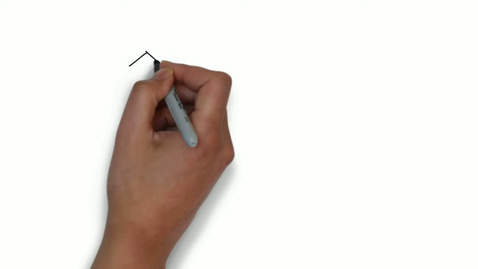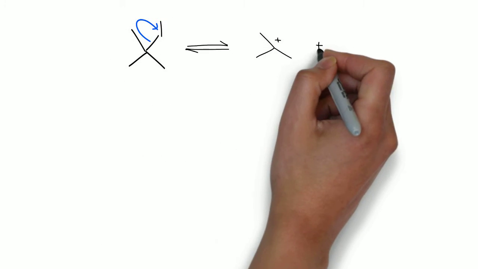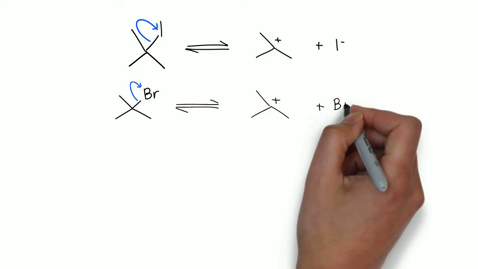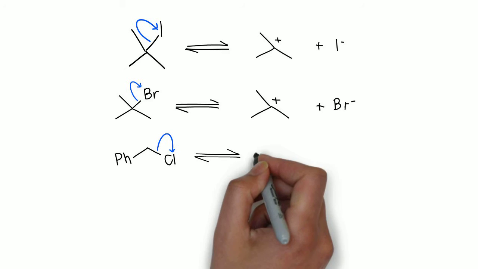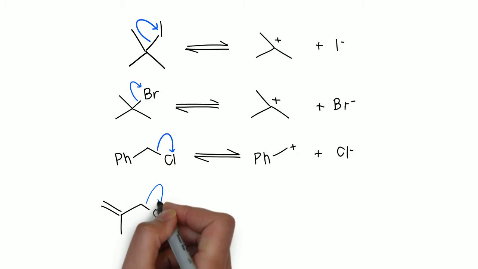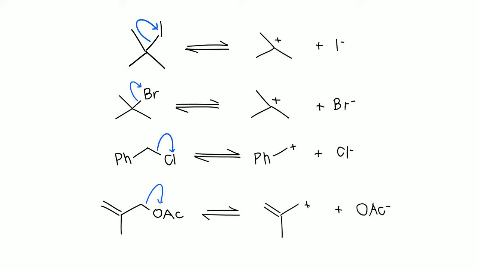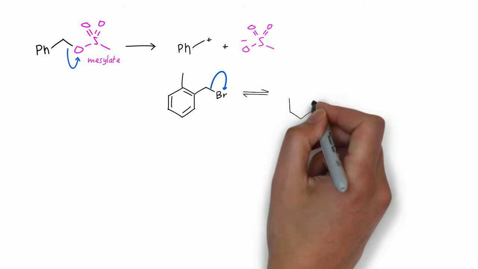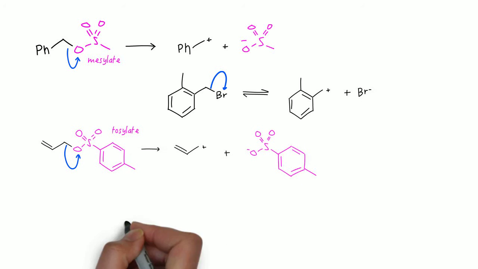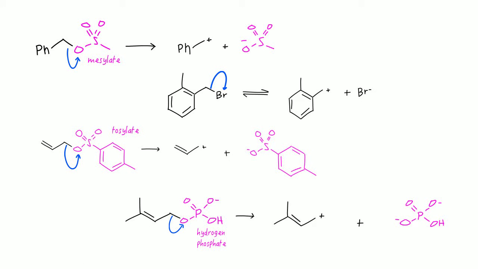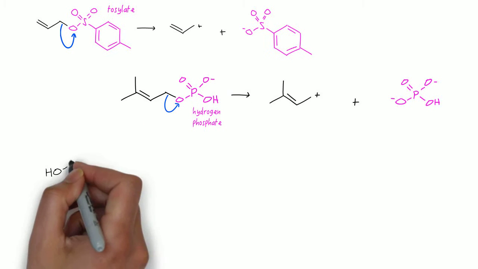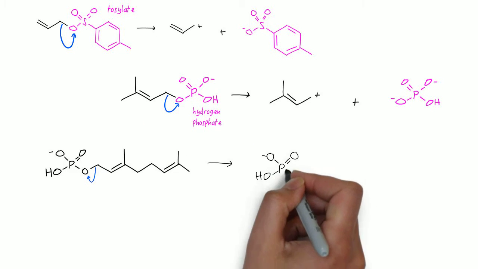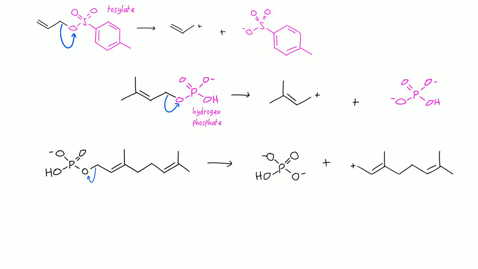In SN1 reactions, the slow step is loss of the leaving group to give you a carbocation. Slow loss of iodide, or bromide, or chloride, or acetate even. Mesylate, remember, is a leaving group. Allyl tosylate, or if I took an allyl hydrogen phosphate, we'd lose hydrogen phosphate anion, or dianion I should say, by again breaking this charge and generating a carbocation.